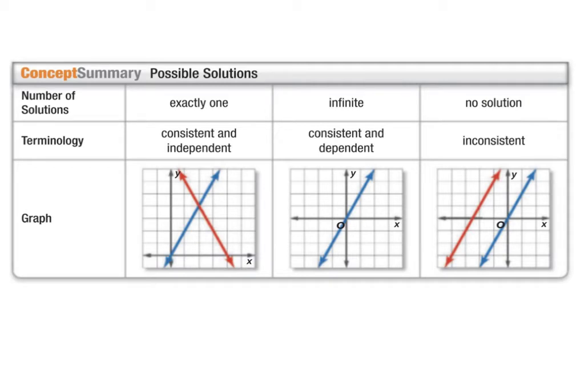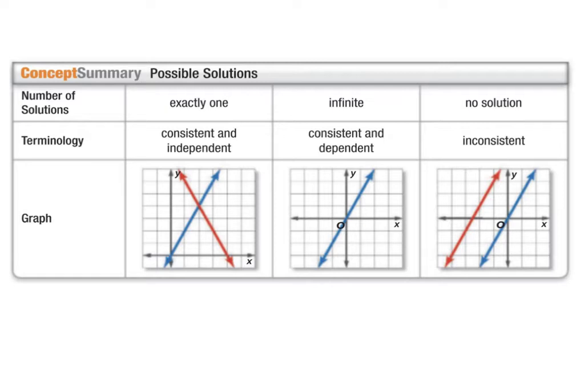First, we want to remember from the previous lesson the number of solutions we have for different scenarios. Whenever two lines intersect, they have exactly one solution, and it can be said that it is consistent and independent, which is just mathematical terms to explain what's going on.